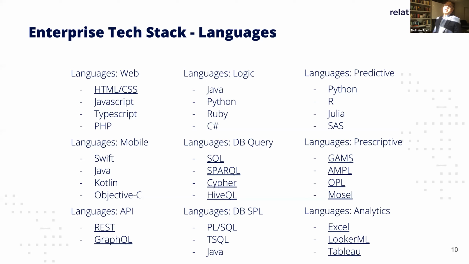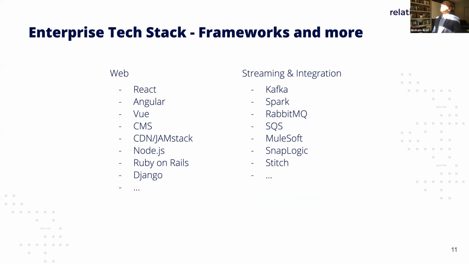And if you want to provide end user analytics, you do that in spreadsheets and BI tools, and you'll have to program in Excel or Looker ML or Tableau and so on. And it really doesn't end there, because beyond the languages, you have to pick frameworks like React, Angular, Vue, for example, for front-end development, or other web frameworks like Node.js or Ruby on Rails. You also have to pick integration frameworks like Kafka and Spark, and streaming and integration frameworks, I should say, or RabbitMQ and MuleSoft and so on. So it's really very, very complex.